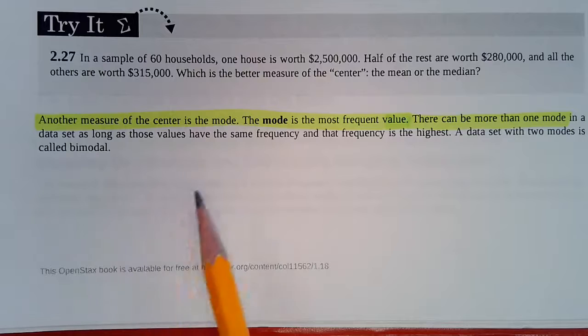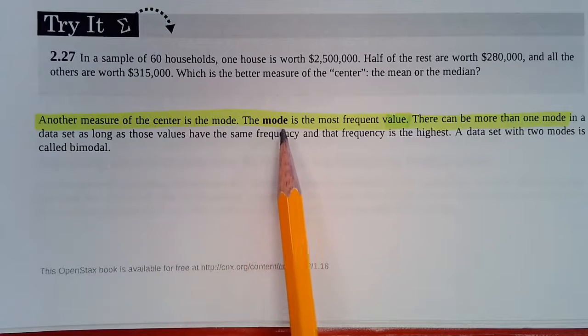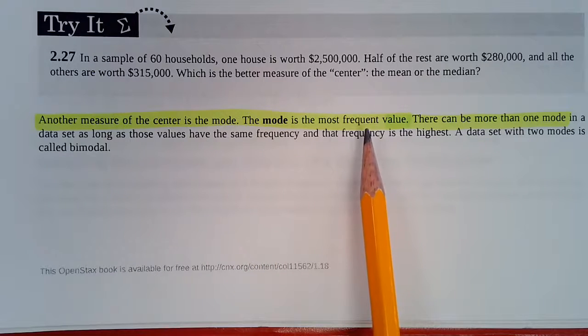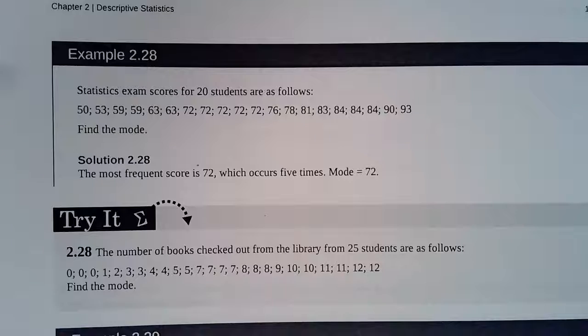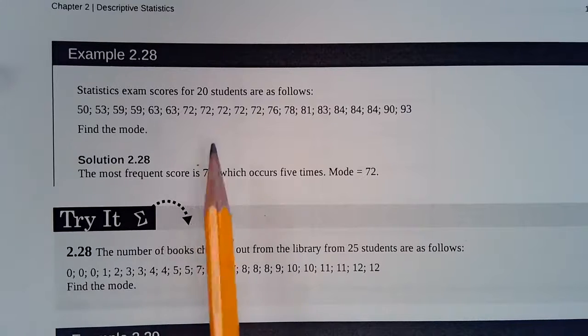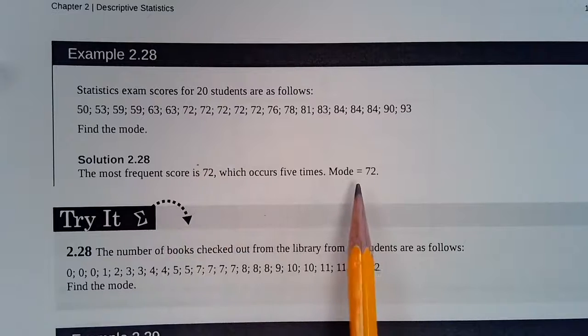Okay, another measure for the center is the mode. Mode is the one data value that occurs most frequently or most often. And you can have more than one mode. So example 2.28, here is our data set for statistics exam scores for 20 students. And the one that occurs most frequently is 72, so that means our mode is 72.